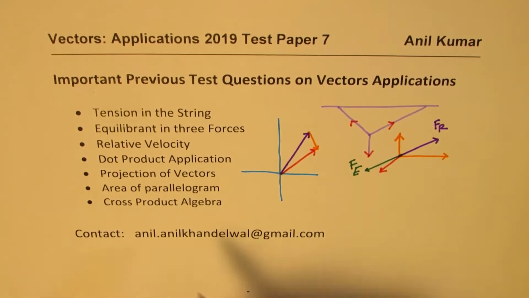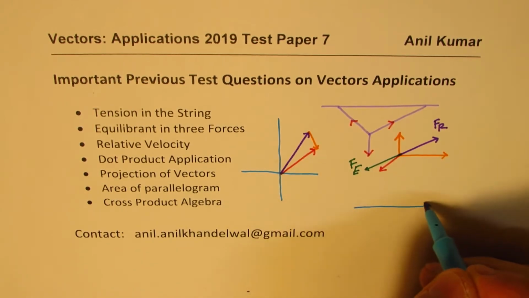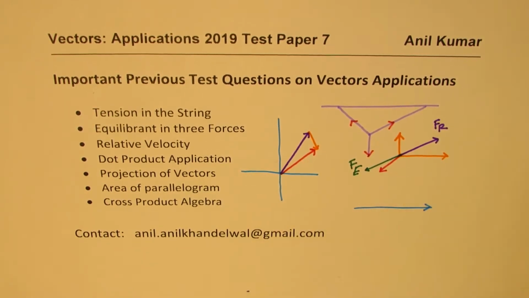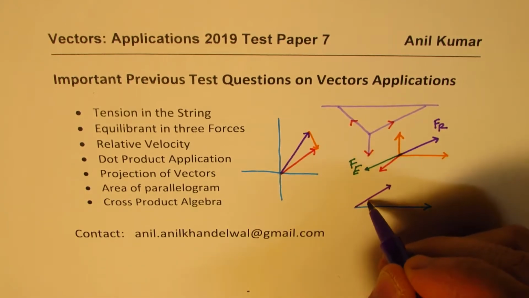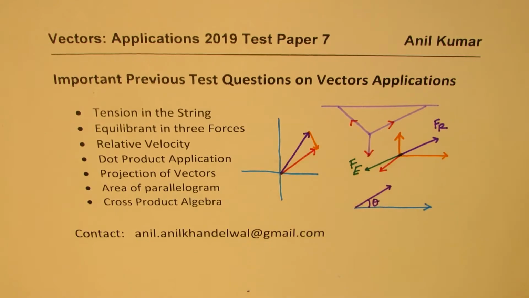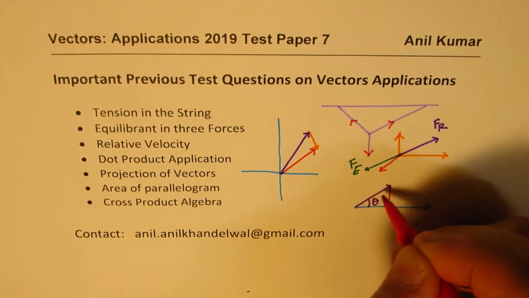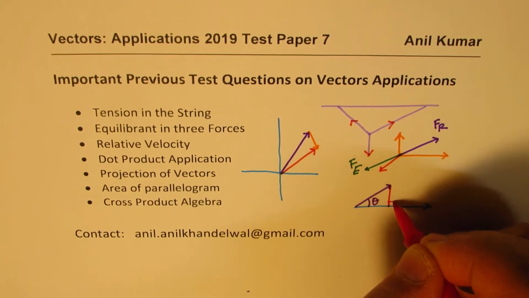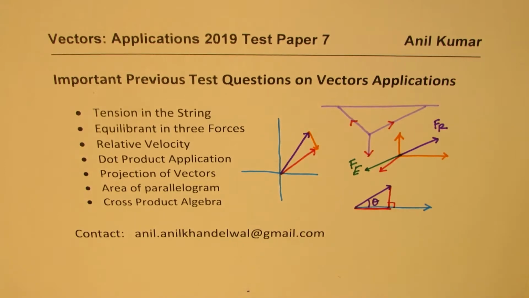And when we talk about the projection of vectors, then we are basically seeing if this is one vector, let us say, and the other vector is at an angle of theta, then the projection of the vector is the cos component of that, right? So when you draw this, then this distance from here to here is the projection of the vector.